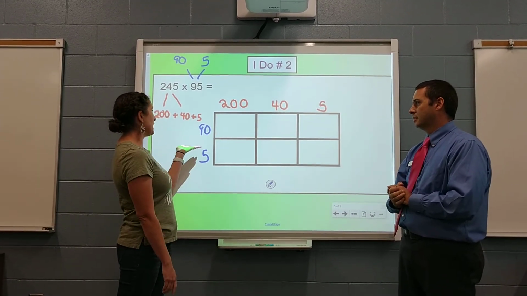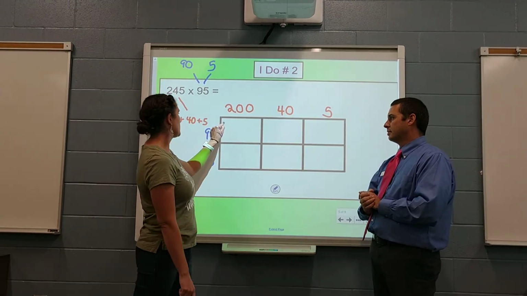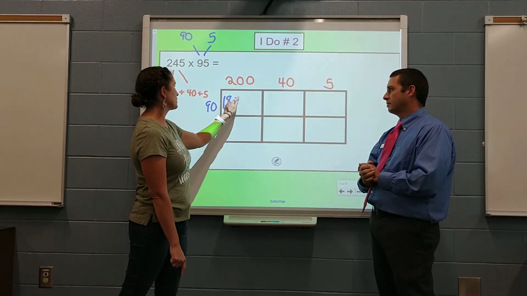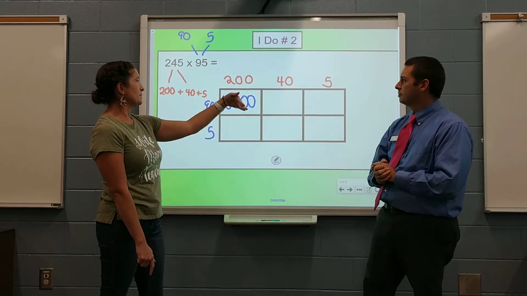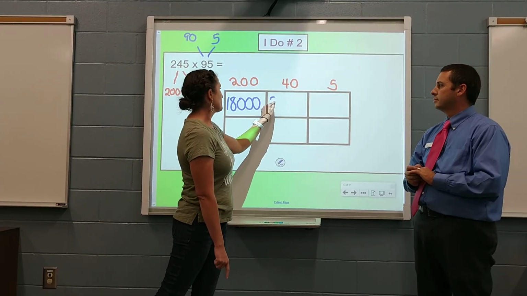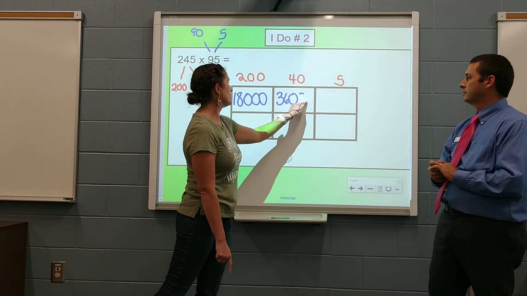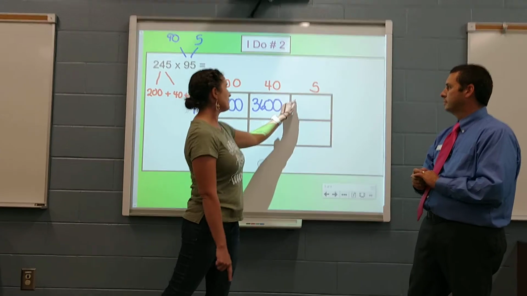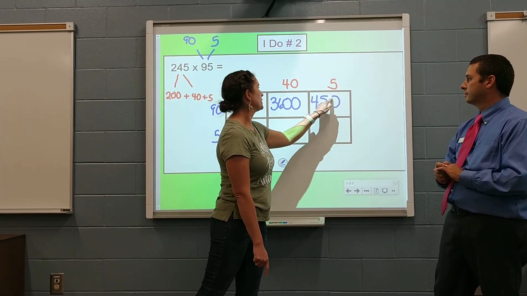So we have 90 times 200. Going back to my multiplication facts, 9 times 2 is 18. And then I have 3 zeros. I'm gonna put those behind my 18. And then I'm just gonna keep going down the road. 90 times 40, so 9 times 4 is gonna give me that 36. I have those 2 zeros, so I'm gonna go ahead and put those right there. And then 90 times 5, 9 times 5, 45, I have 1 zero, so I'm going to put it right behind there.